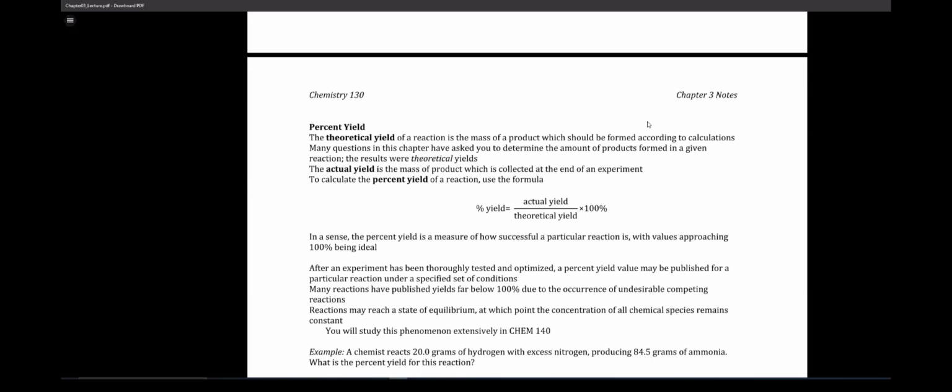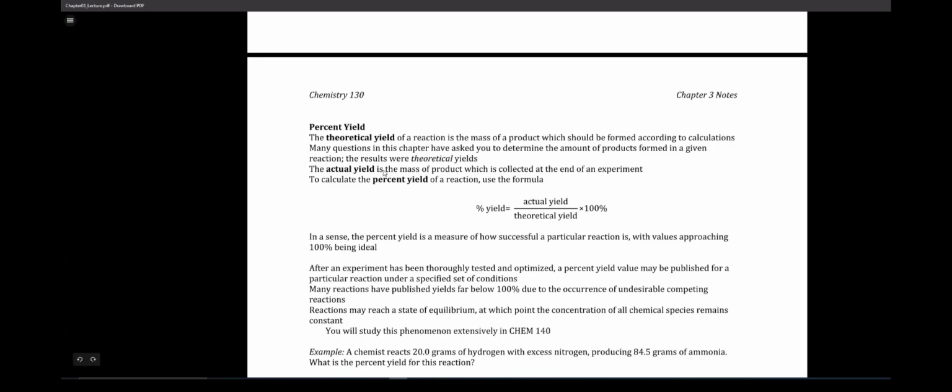You don't even have to do the experiment to do the theoretical yield other than measure the amount you're starting with. Once you've measured the amount you're starting with, you know the theoretical yield. The actual yield is what you measure at the end. You have to actually do the experiment to get the actual yield.